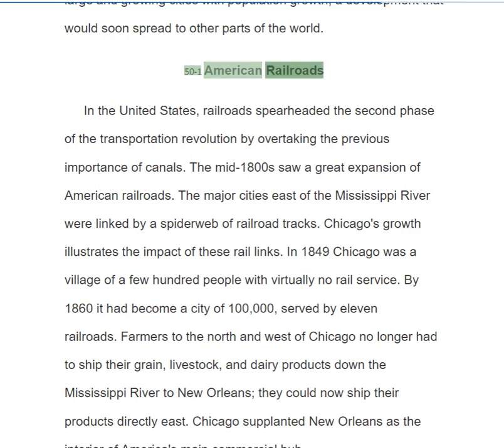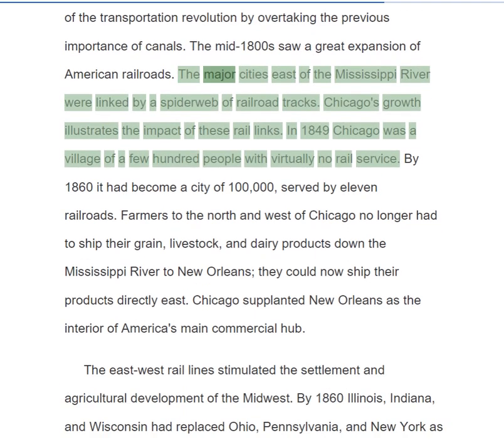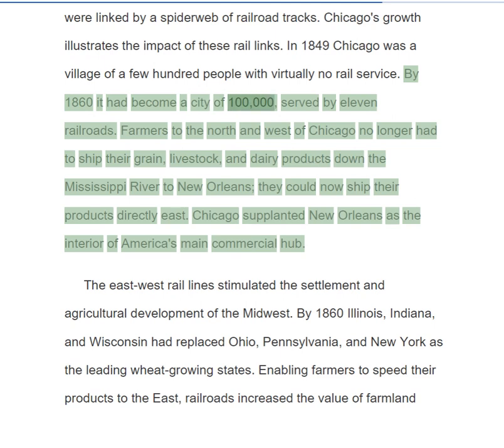American railroads. In the United States, railroads spearheaded the second phase of the transportation revolution by overtaking the previous importance of canals. The mid-1800s saw great expansion of American railroads. The major cities east of the Mississippi River were linked by a spiderweb of railroad tracks. Chicago's growth illustrates the impact of these rail links. In 1849, Chicago was a village of a few hundred people with virtually no rail service. By 1860, it had become a city of 100,000, served by 11 railroads.